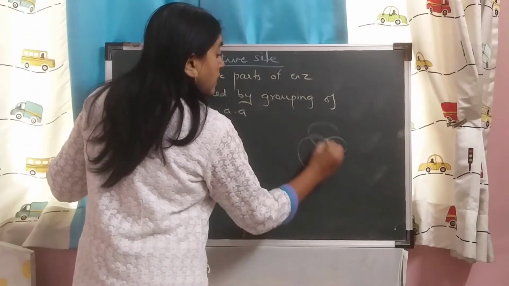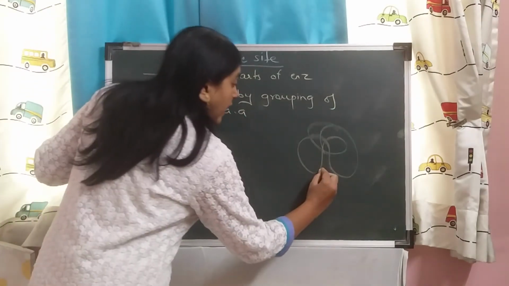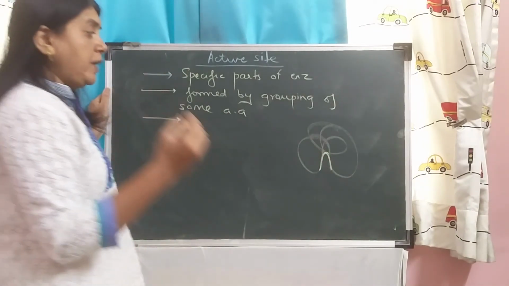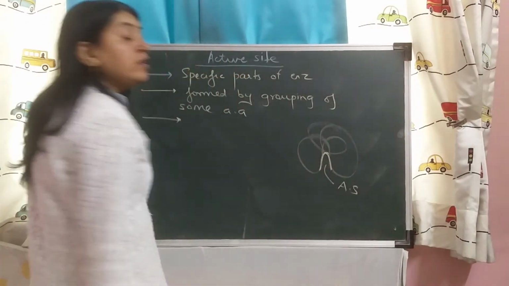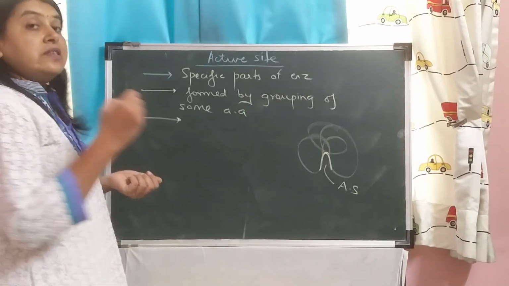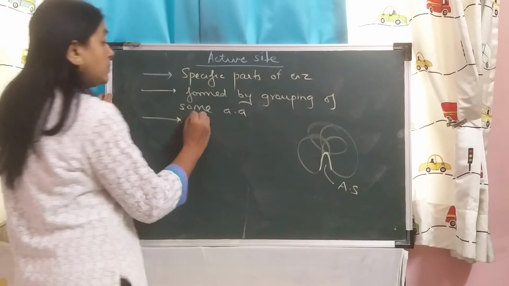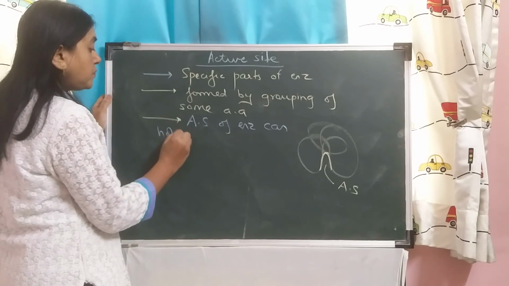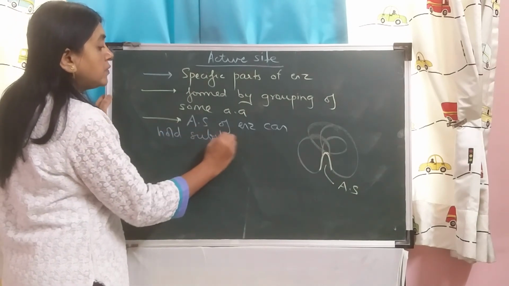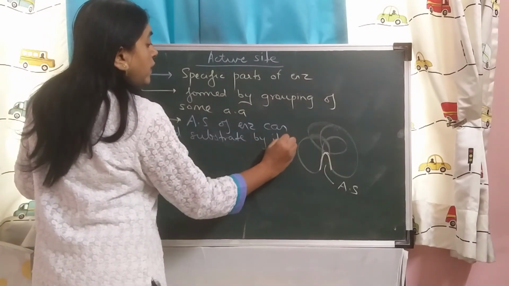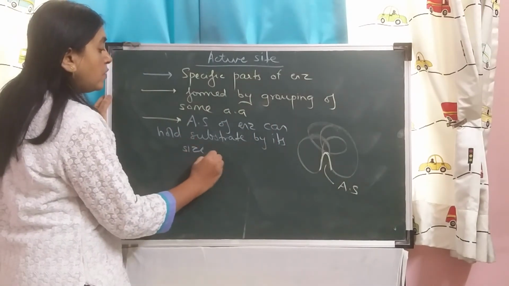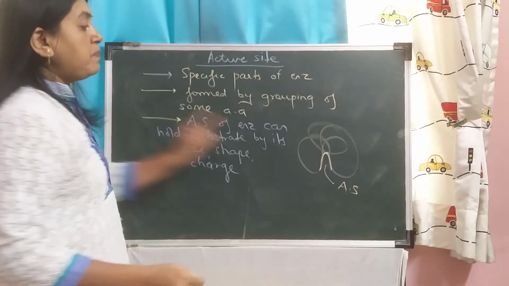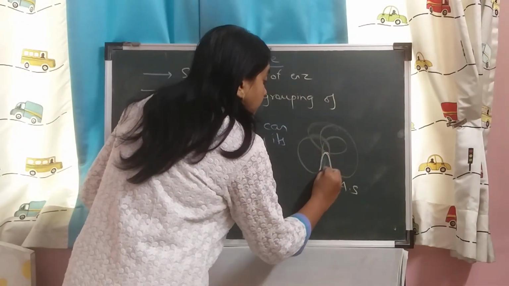That means, suppose this is the enzyme. Enzymes are proteins, right? And this part of the enzyme is specifically formed by the grouping of some special amino acids. So this portion we call the active site of the enzyme. Now, the active site of the enzyme can hold the substrate by its size, shape or charge. So the substrate can easily fit in here.